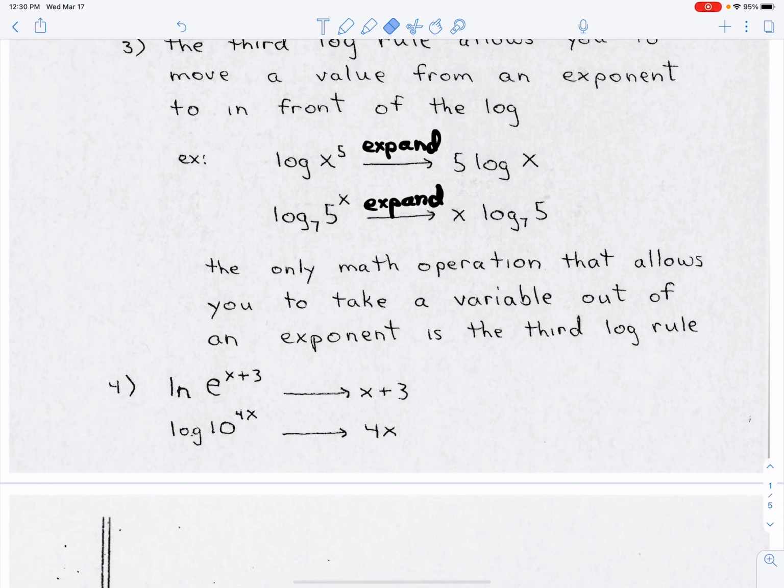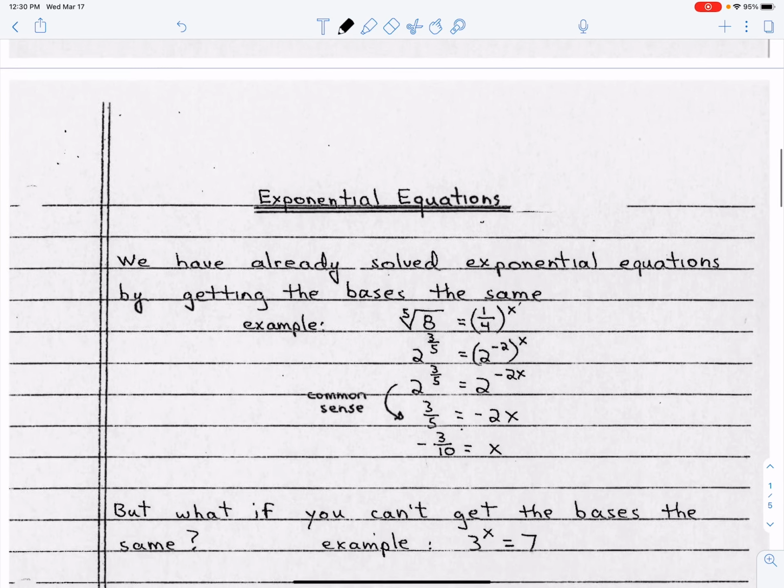Same thing with this one right here. The base is 10. Why? Because that says nothing, so it's understood to be 10. But since this base is 10, therefore, it's just 4x. Because the bases are the same, so you just tell me the exponent. So you need to keep all of those things in mind. Now let's take a look at some problems.